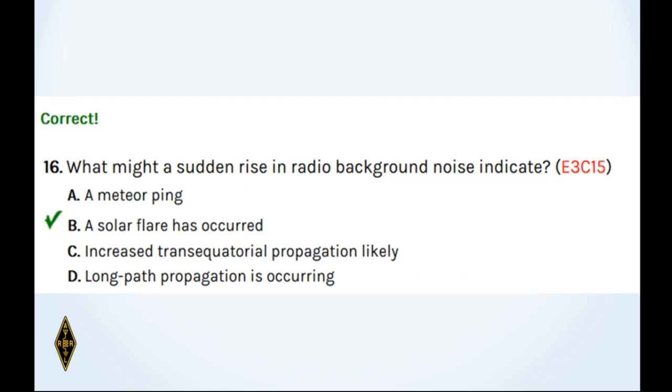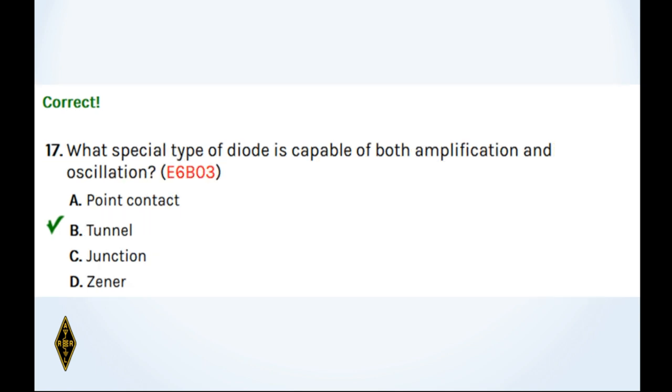And what might a sudden rise in radio background noise indicate? Well, a solar flare may have occurred. So 16B. And what special type of diode is capable of both amplification and oscillation? It's the Esaki diode. It's obsolete, also known as the tunnel diode. That's one of those eight diode types, the tunnel diode, 17B.